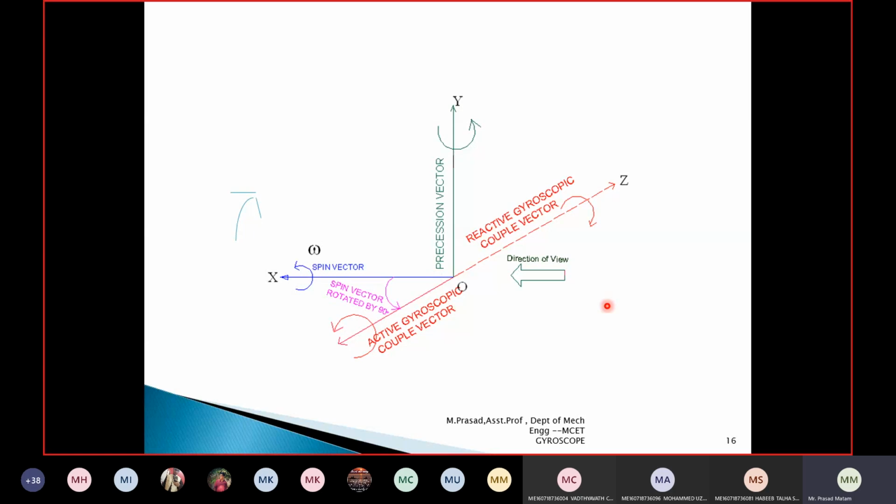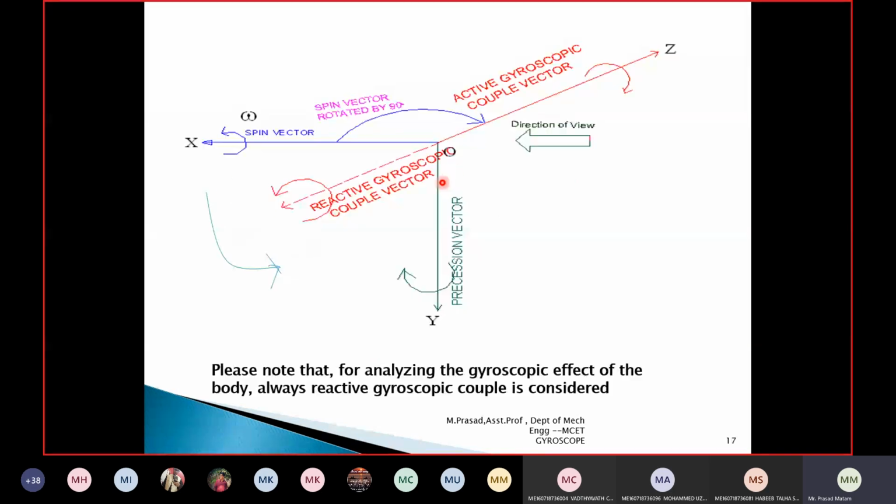Earlier, it is moving in this path. Now, it is moving in this path towards the left side. Now, taking a left turn always gives the precession vector in the upward direction. Taking a right turn always gives the precession vector in the downward direction. Remember two statements. When the disc rotates left turn, this precession vector has to come upward. When the disc rotates right turn, this precession vector has to come downwards.